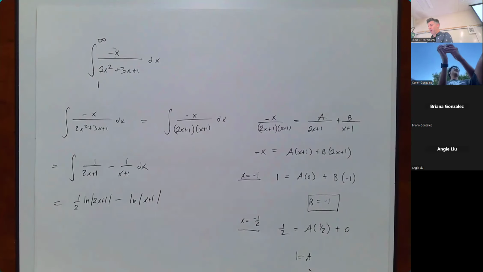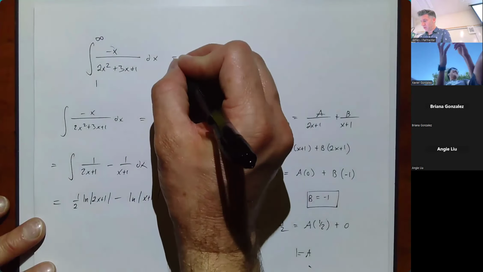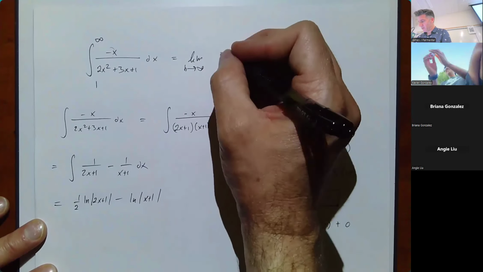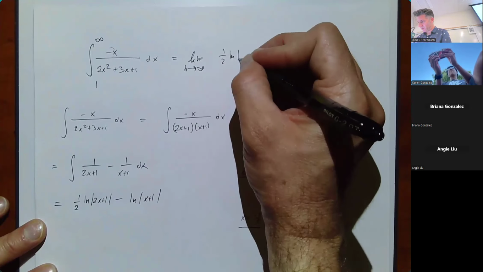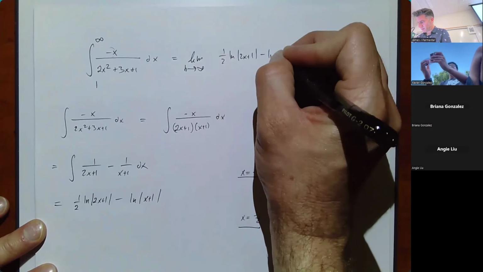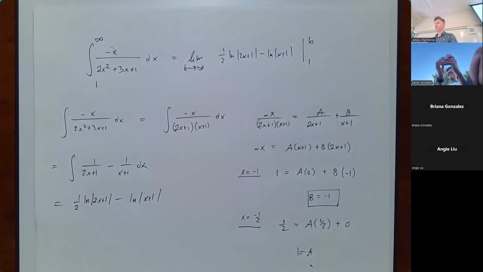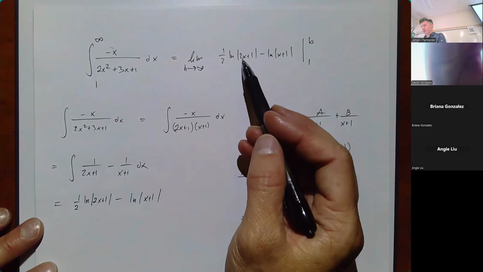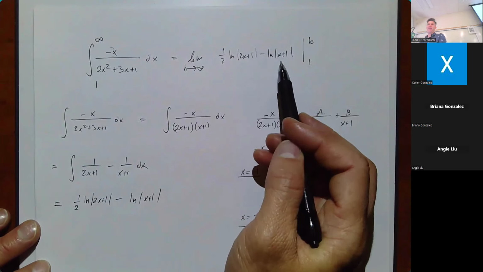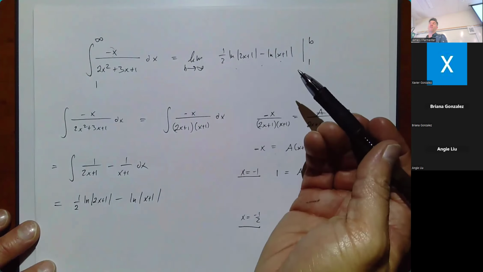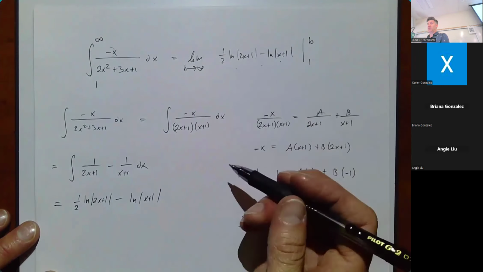And then if we actually do the improper part of this, this is going to equal the limit as b goes to infinity of our antiderivative evaluated from 1 to b. And when we plug in b here, it's actually a little bit weird because you get the natural log of 2b plus 1 minus the natural log of b plus 1. That's like an infinity minus infinity, which is not very nice. It's not fully determined, but we can actually deal with it.